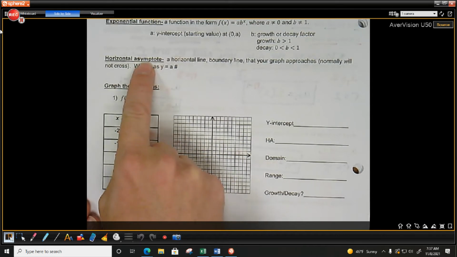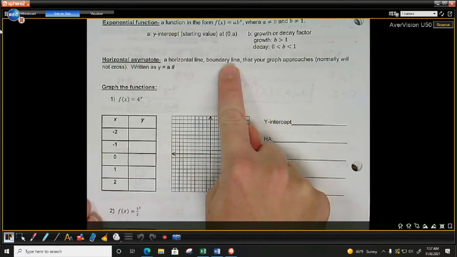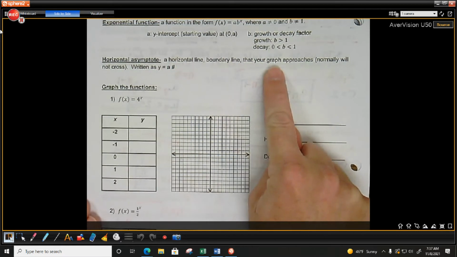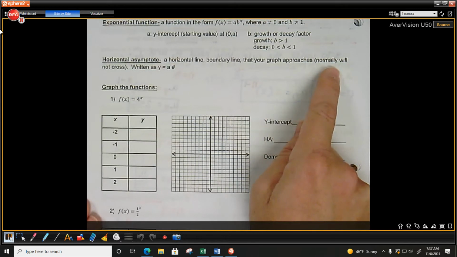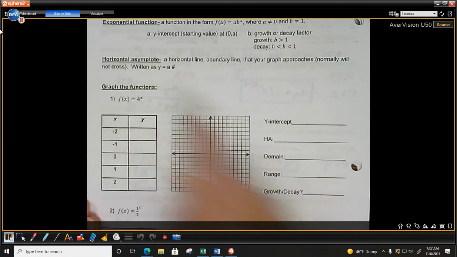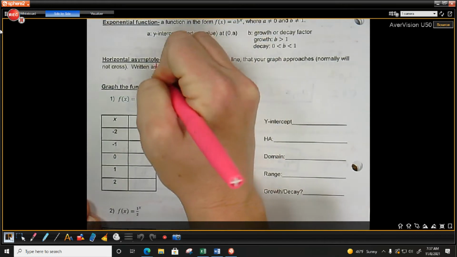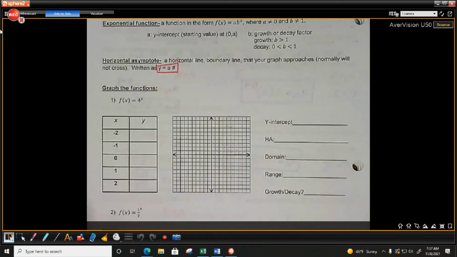Okay, so a horizontal asymptote is a horizontal line, which we call our boundary line, that your graph approaches. Normally, you will not cross this boundary line. I'm not going to say you never will, because whenever you get into Algebra 2, you will cross this boundary line. But normally, it's called a boundary line because you do not cross it. And the way you write this is y equals a number.